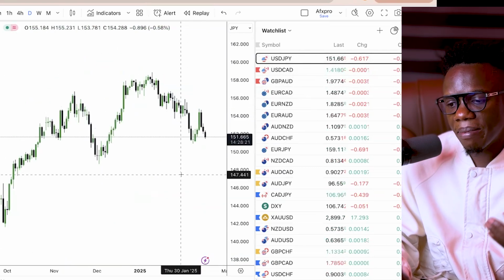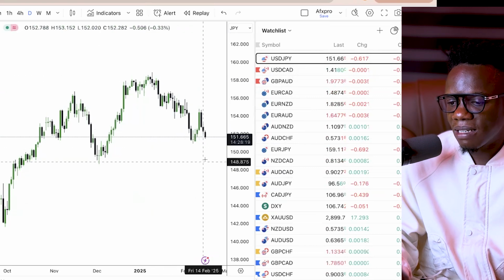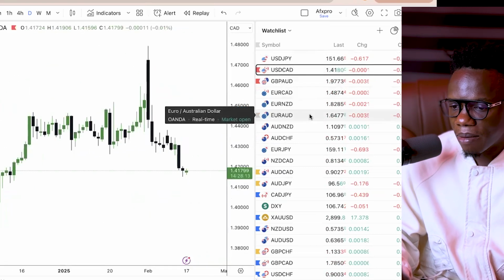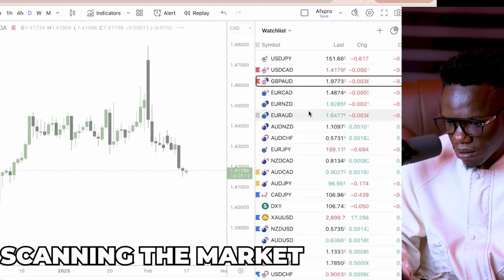USDJPY, there's no high probability setup because price has been bearish and the market is still bearish. So I'm not going to add that one. USDCAD, no high probability setup. GBPAUD.